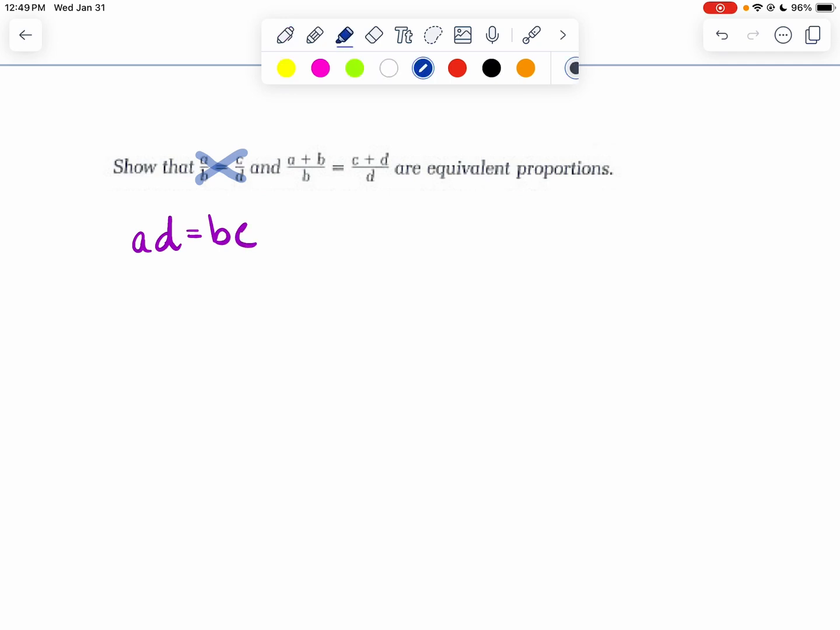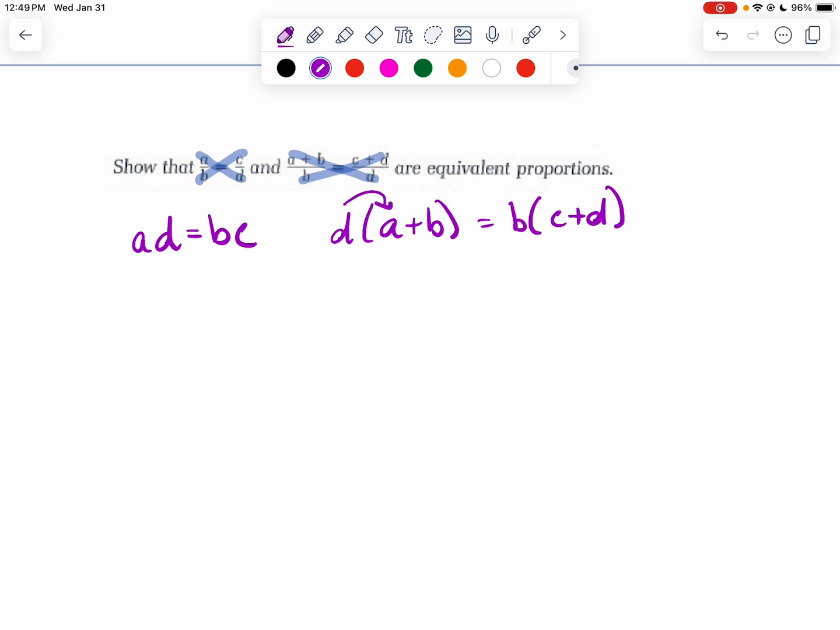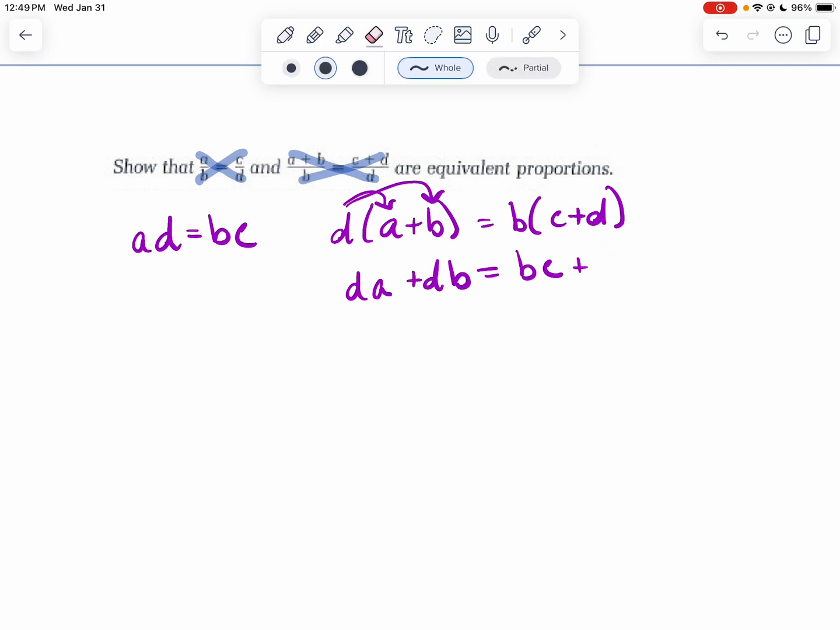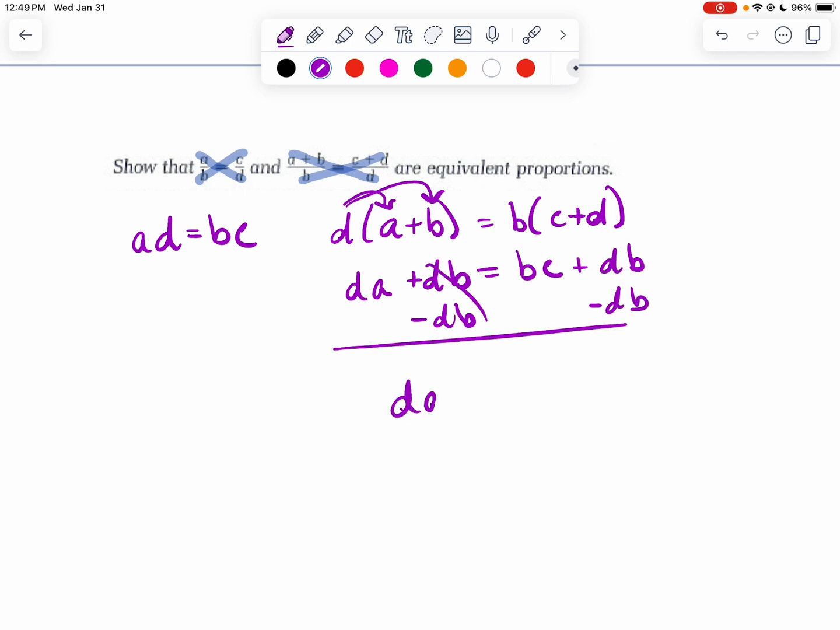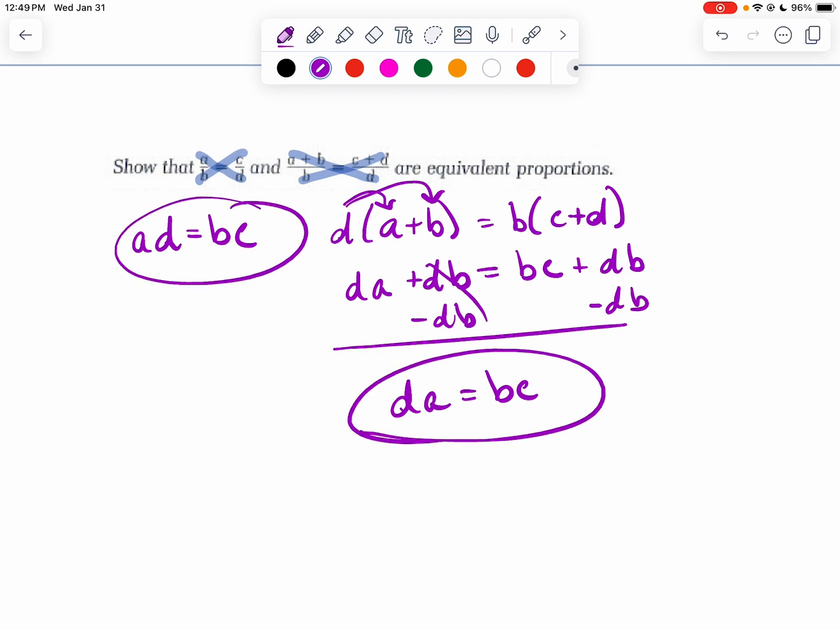We're going to do the same thing over here. We're going to cross multiply. So I get D times A plus B equals B times C plus D. We're going to distribute. So we get DA plus DB equals BC plus BD. I'm actually going to write that so it looks the same. It doesn't matter what order I write them in because multiplication is commutative. We know that this cancels, so we get DA equals BC, which means they are equivalent.